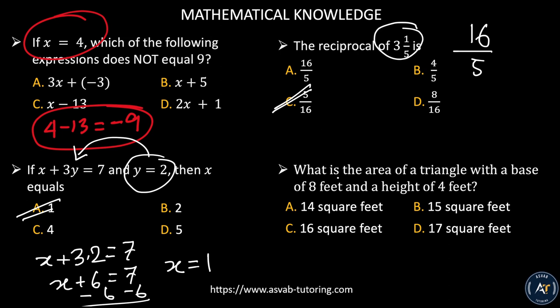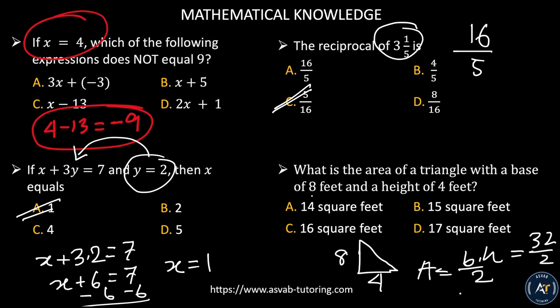Next question, what is the area of a triangle with a base 8 and height is 4? So let's do that. So say like this is a triangle with 8 and 4. So the area of a triangle equal to base times height divided by 2. So that is 4 times 8 is 32 divided by 2, that gives you 16. So the correct answer is letter C.